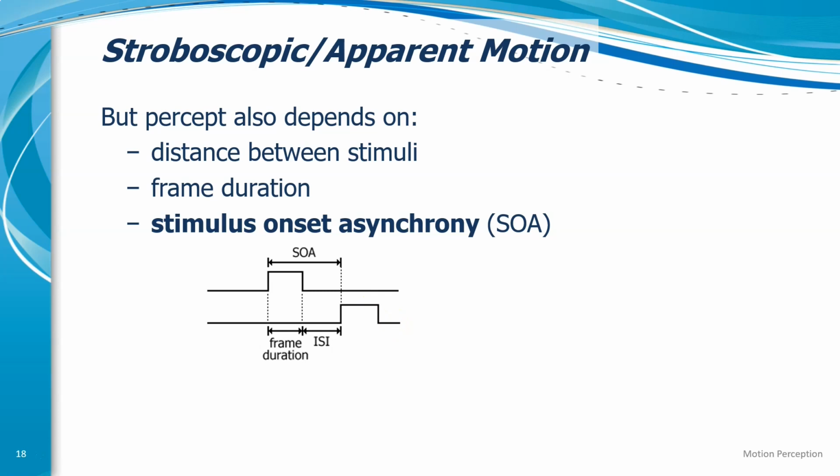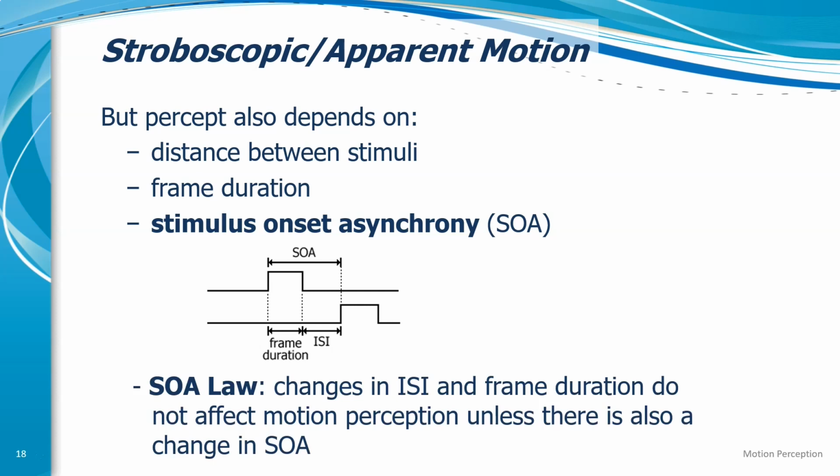SOA turns out to be more important than ISI, so much so that there's something called the SOA law. Now, it is possible to change the frame duration and the ISI without changing the SOA. The SOA is constant, and you can do that by having, say, a shorter frame duration and a longer ISI, or vice versa. You can change frame duration and ISI, but if you don't change their sum, the SOA, you will not change motion perception. That's how important the SOA is.